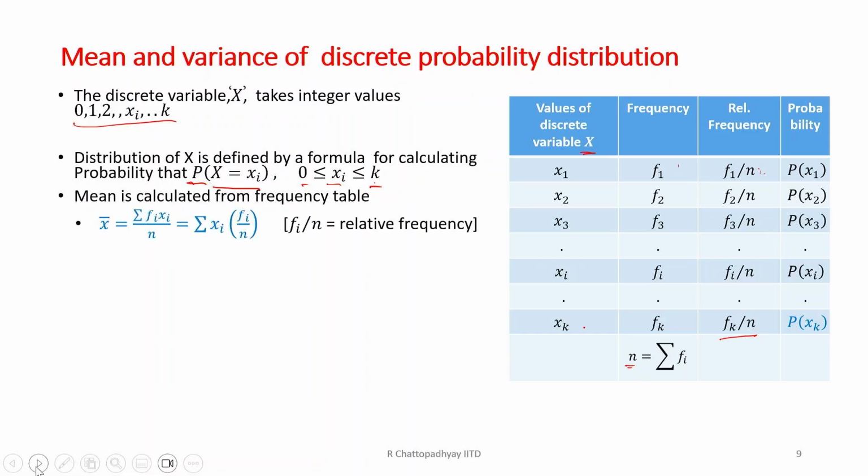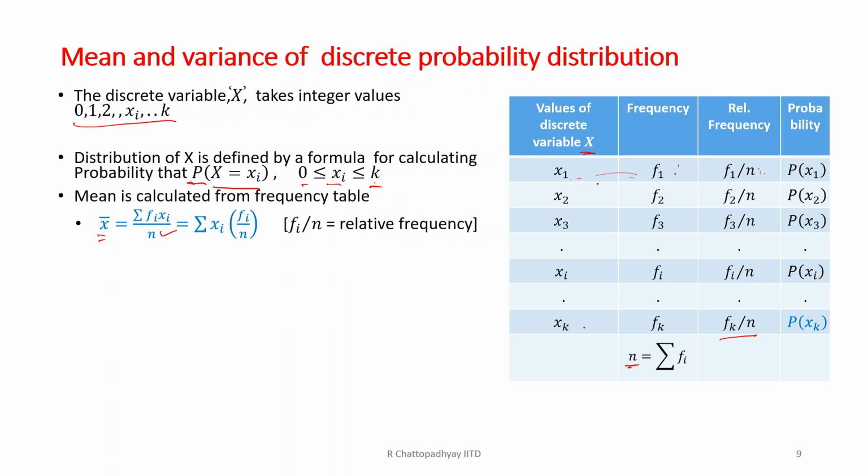So mean is calculated from the frequency table. How to calculate mean, I think you have already learned. If I want to know the x bar, I have to do the sum of fi xi divided by sigma fi. So sigma fi is equal to n, so I have written it here, that's why n. And fi xi means each frequency has to be multiplied by the corresponding value of the discrete variable x.